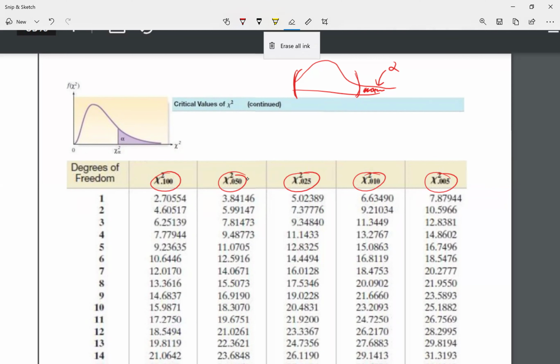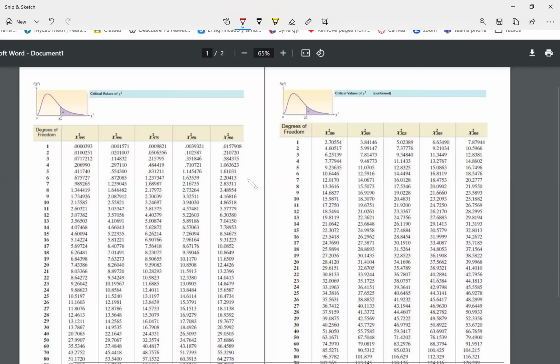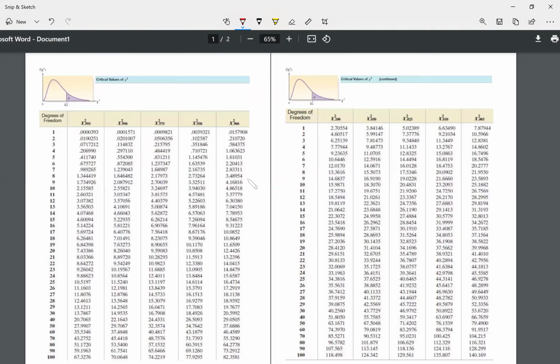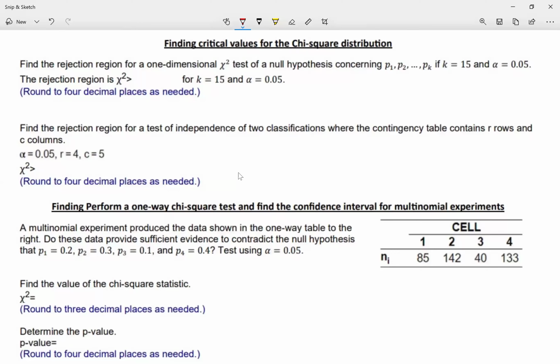Okay, so now that we know where our alpha is, we see that our tables have some alphas, the corresponding alpha that we have, and there are some degrees of freedom. So let's take a look at our notes. We have to find an alpha value and a degrees of freedom value. For the first question, find the rejection region for a one-dimensional chi-square test of a null hypothesis concerning various samples. When I mean various, I mean like sample 1, like P1, P2, P3, all the way to Pk. So that means various samples.